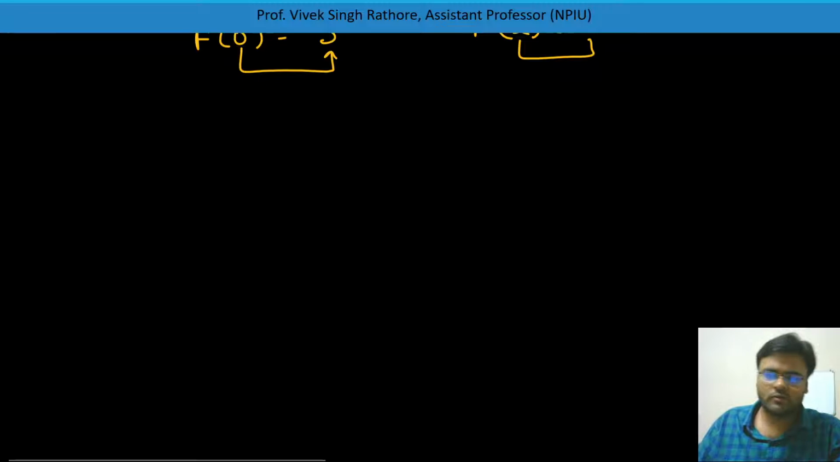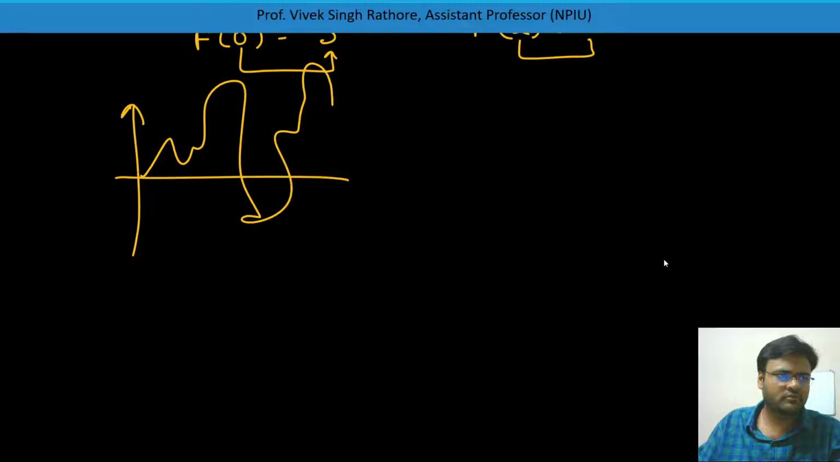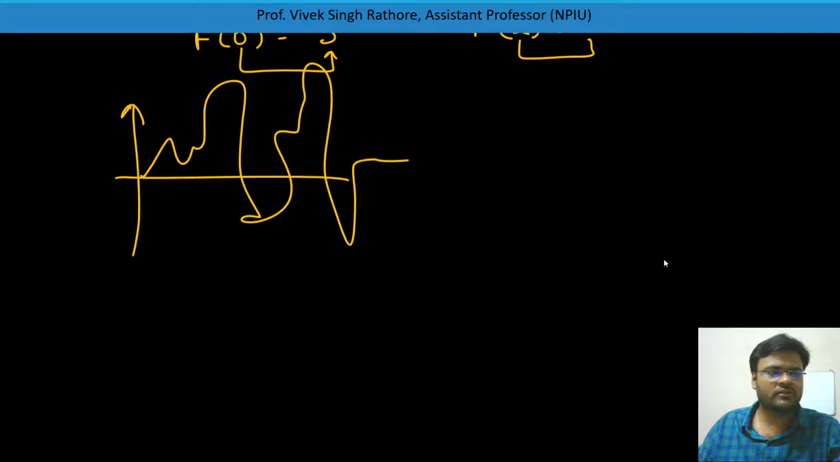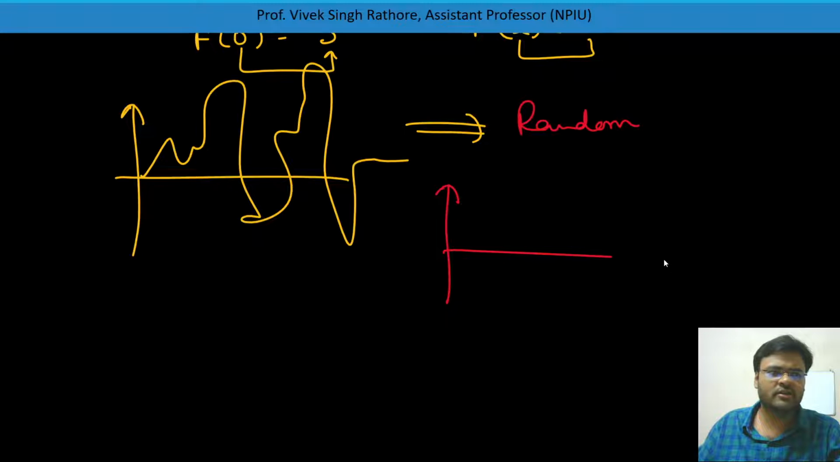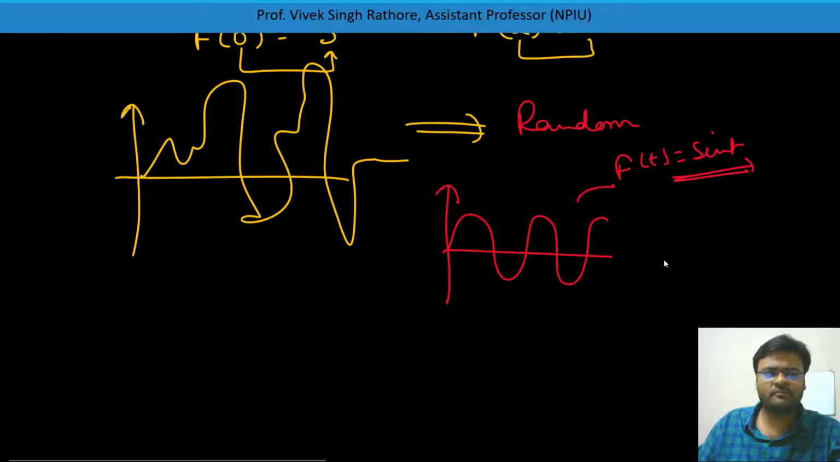signal. Okay, so let's suppose this signal is there, maybe like this. Now if this signal cannot be explained by any mathematical expression, then this signal will be called a random signal. And see, if this signal is like this, it can be represented as f(t) equal to sine of t, let's suppose. So this is a proper mathematical expression, in which at present time you can predict some future value. That signal is called a deterministic signal.